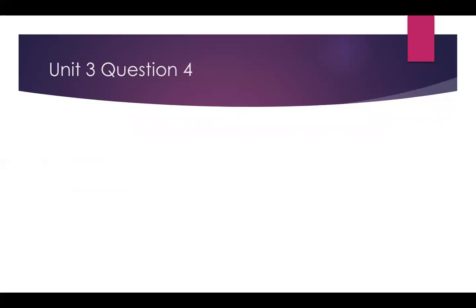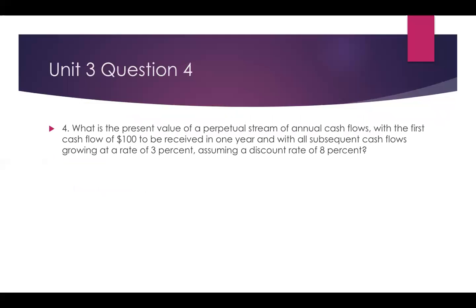The next problem, question 4. What is the present value of a perpetual stream of annual cash flows, with the first cash flow of $100 to be received in 1 year and all the subsequent cash flows growing at a rate of 3%, assuming a discount rate of 8%?